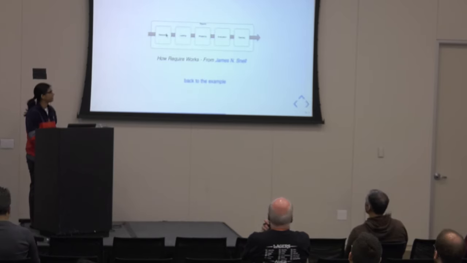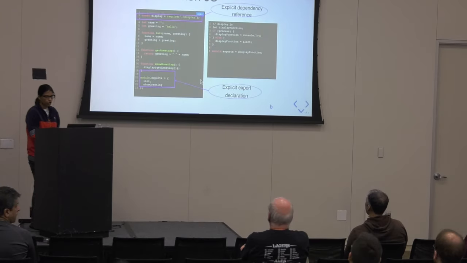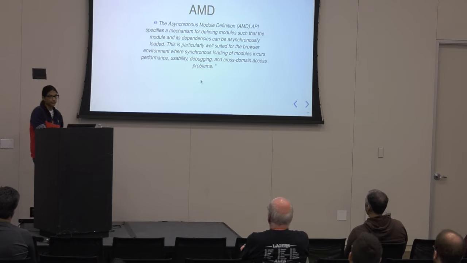But you can see the problem right here, right? The resolution is a synchronous operation, and the require syntax is synchronous. So people called CommonJS a server-first module format. Although there were module loaders for CommonJS, its companion, AMD, was gaining popularity as a module format for the browser. What AMD provided was a mechanism for modules such that the module and its dependencies can be asynchronously loaded. That was the defining distinction between AMD and CommonJS. And there were some arguments around why it was better for the browser.